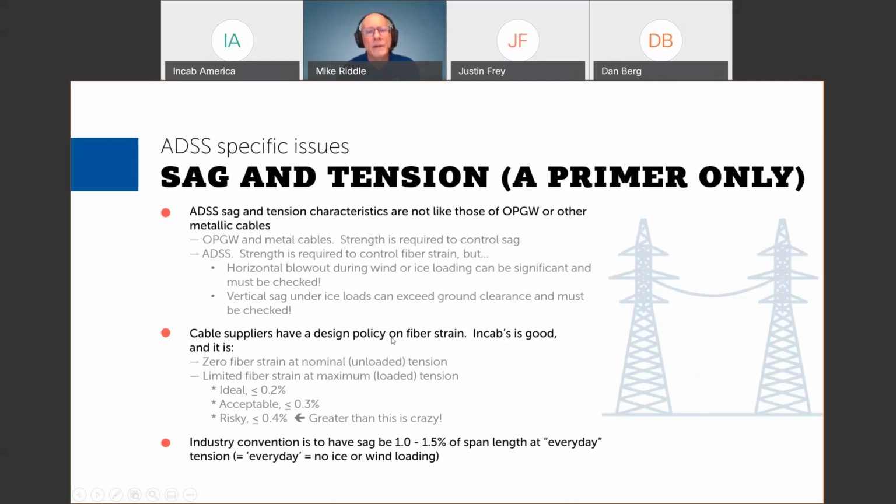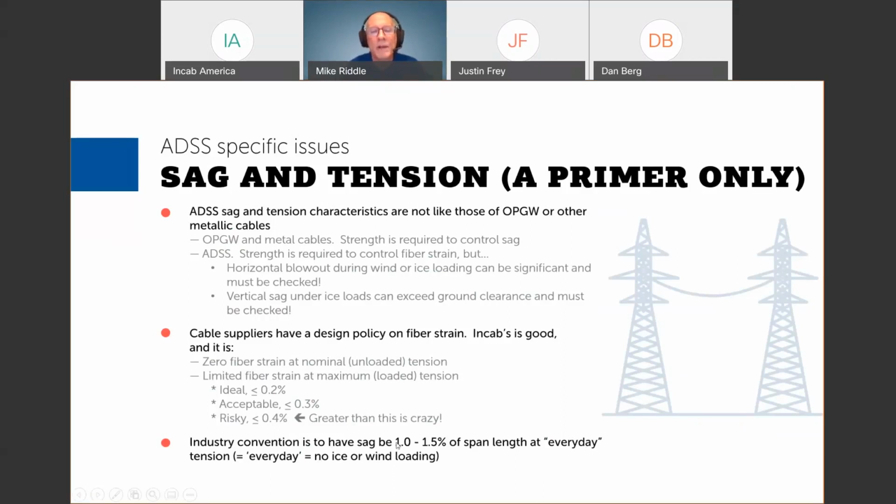And then with sag and tension, with ADSS, the industry convention is to have the sag be between 1 and 1.5% of span length at every day. So this nominal unloaded condition. No ice or wind loading. Don't really know exactly how that came to be, but it's just been an industry practice for a long time, before I even began working with ADSS.